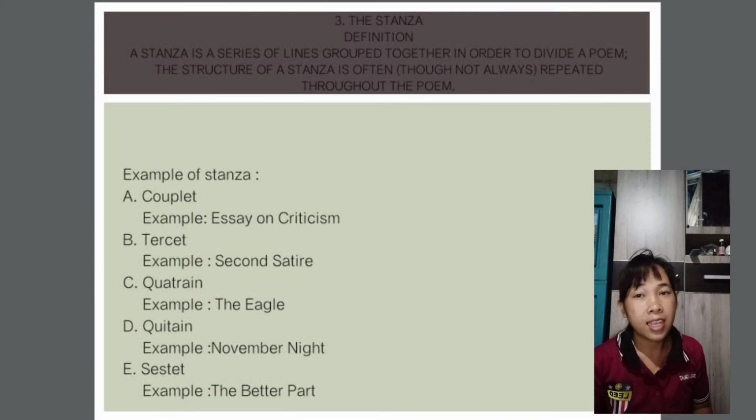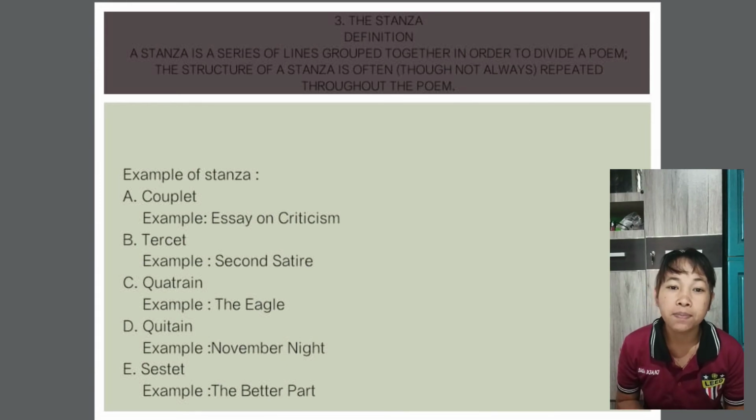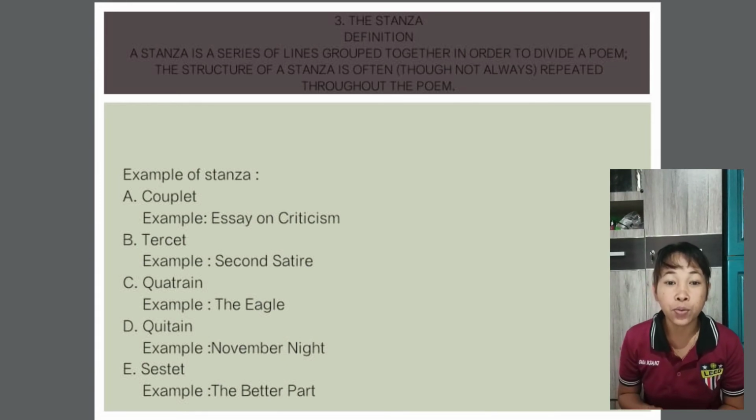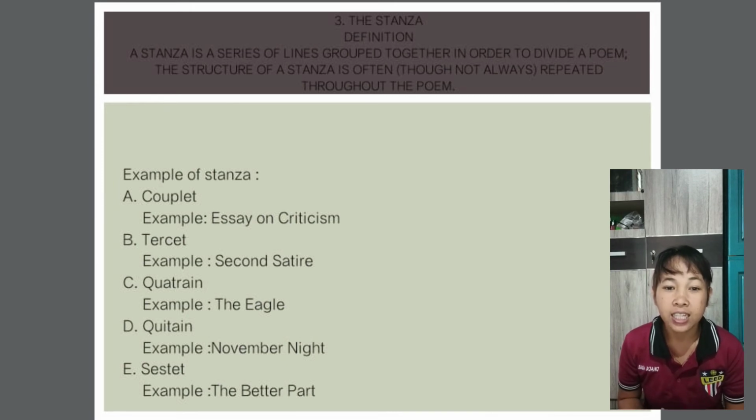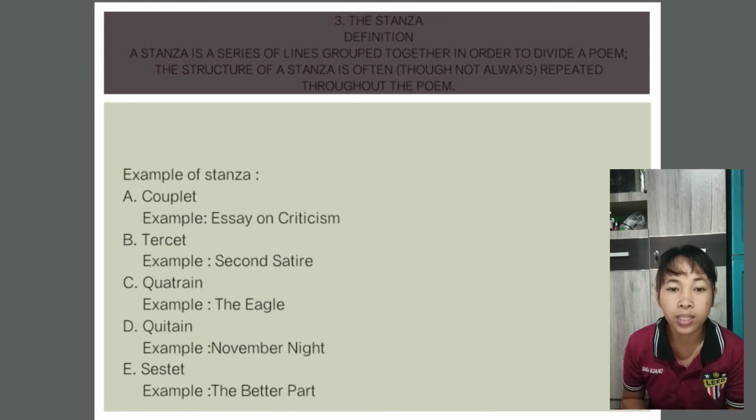Okay, now I would like to explain about stanza. The stanza definition is a series of lines grouped together in order to divide a poem. The structure of stanza is often, though not always, repeated throughout the poem. There are 5 kinds of stanza. The first one is couplet, the second one is tercet, the third is quatrain, the fourth is cinquain, and then the last one is sestet.